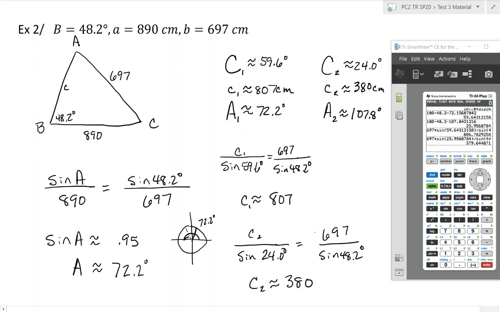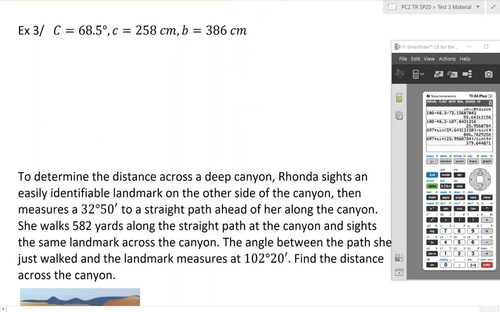All right, some people like to write out two triangles. I actually like to write out two triangles. I just don't have enough screen space in order to do that. So you might practice it with writing out the two triangles. Once you realize there's going to be two triangles, it helps you keep all the information organized.